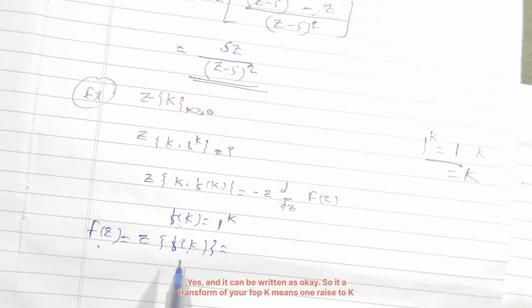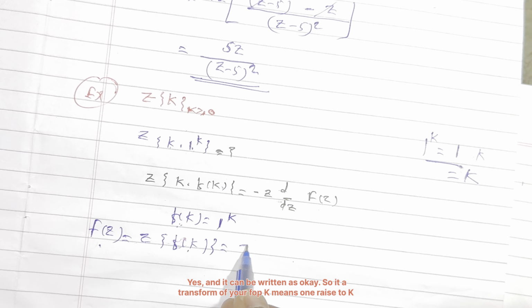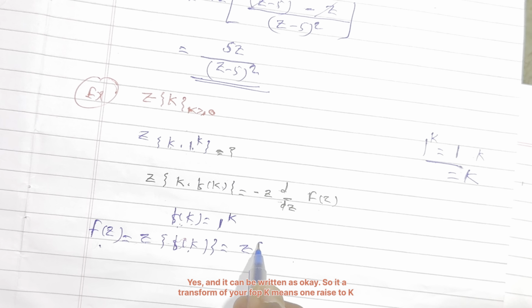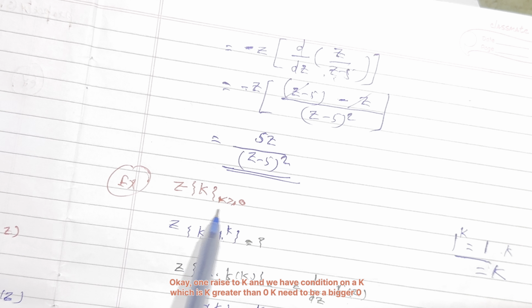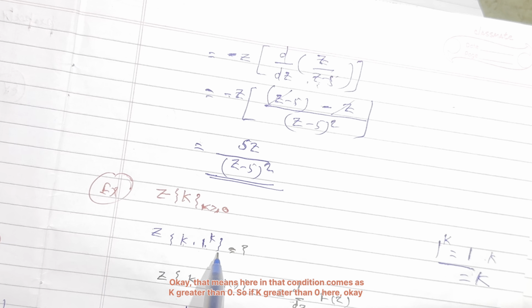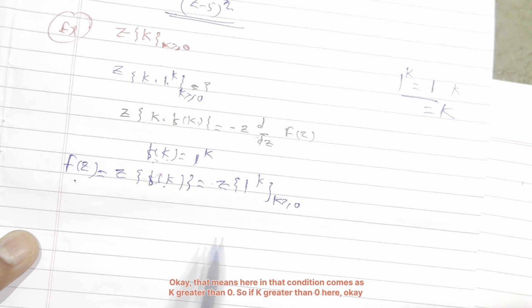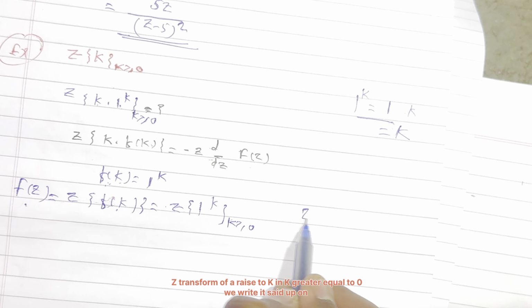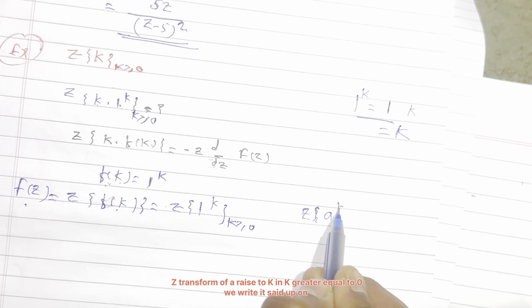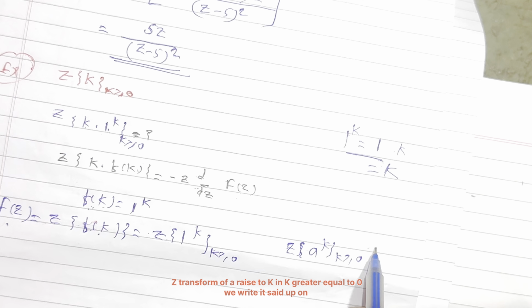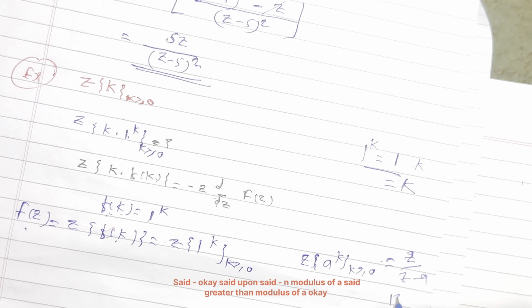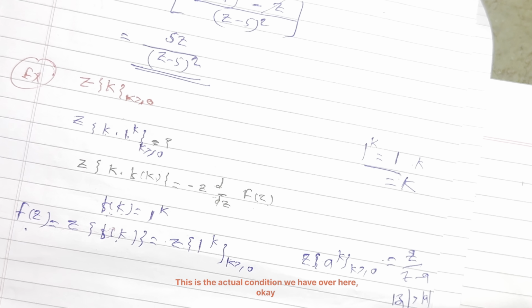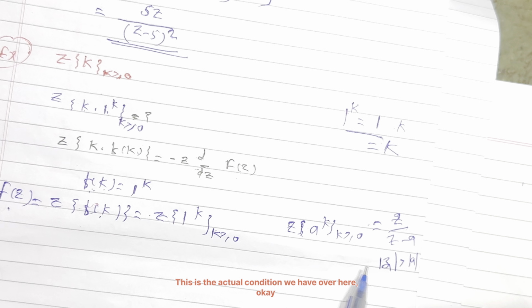So Z transform of f of K means Z transform of 1 raised to K, and we have the condition that K is greater than 0. We know that the Z transform of A raised to K, when K is greater than or equal to 0, is Z upon Z minus A, with modulus of Z greater than modulus of A. This is the actual condition.